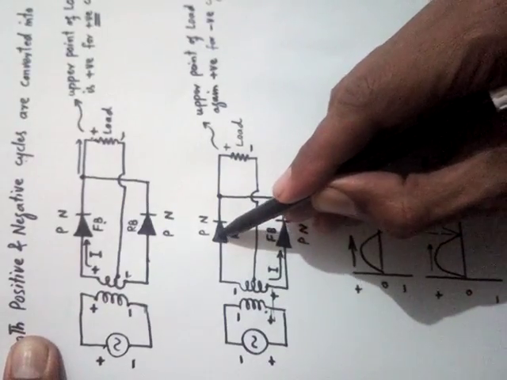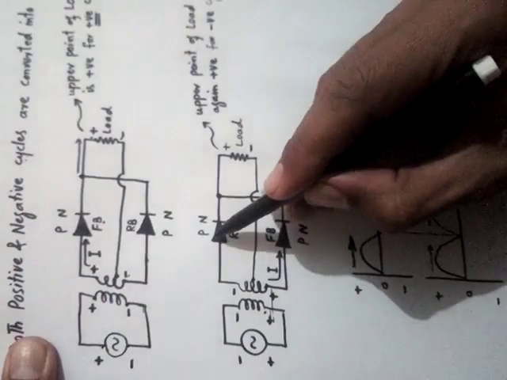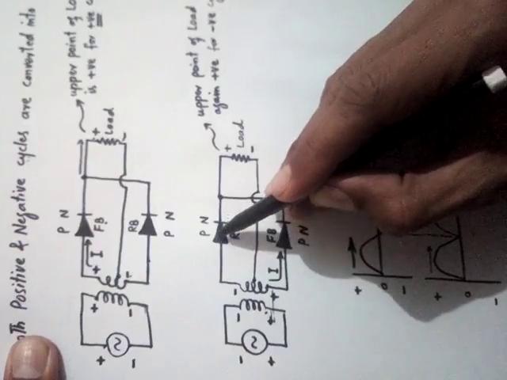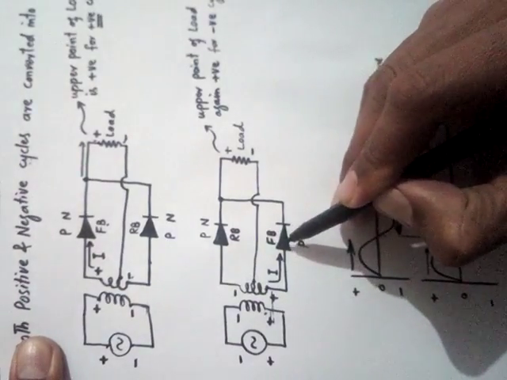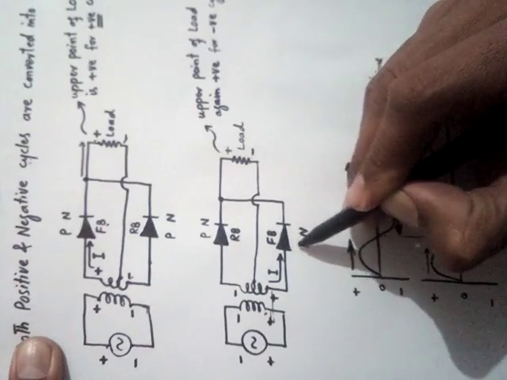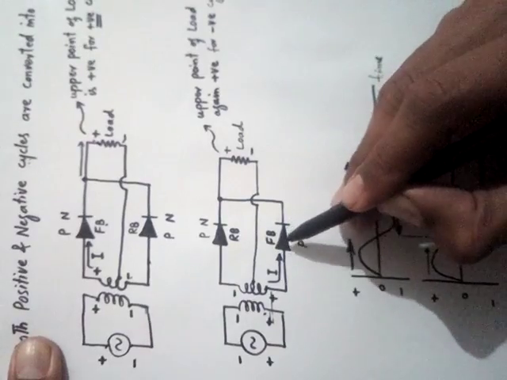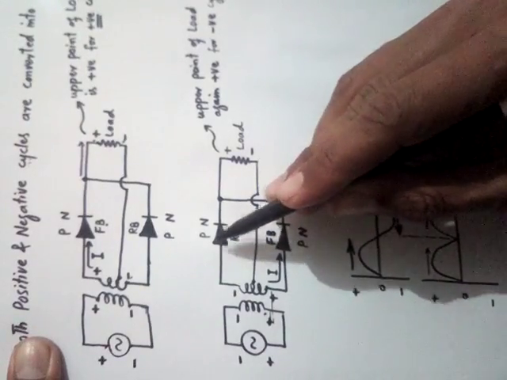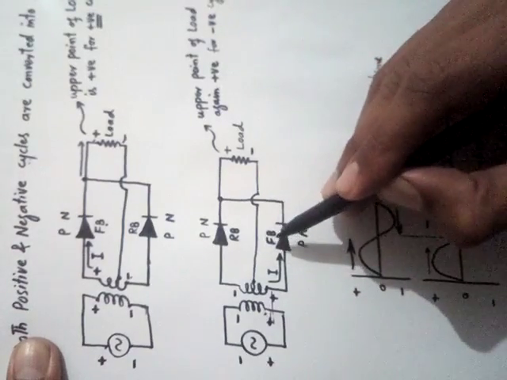Now the upper diode is reverse biased because the p side of the diode is now connected with negative. So now the upper diode is reversed, and the lower diode is forward because the p side of the diode is now connected with positive from this side. So this diode will allow the current, but this diode will become off. When this becomes off, there will be no passage of current. The current will pass only through this diode.